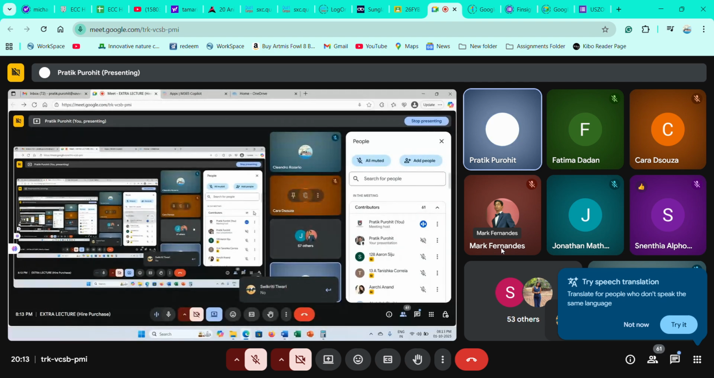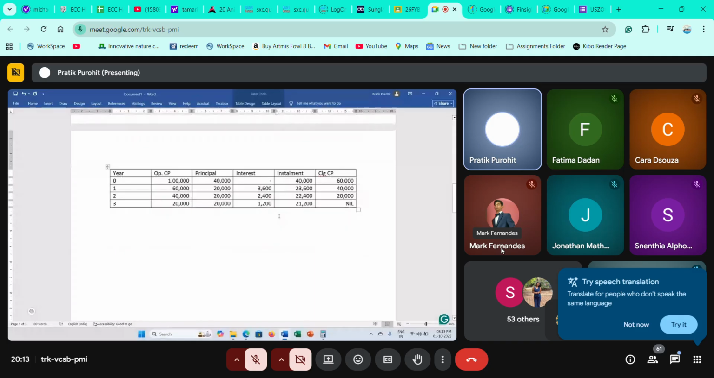So coming to this table again, if I make a total of this, total of principal is 1 lakh, which is my cash price. Correct? Total of interest, 7,200 is my interest, and total of installment becomes 1 lakh 7,200, which is my hire purchase price. Correct?